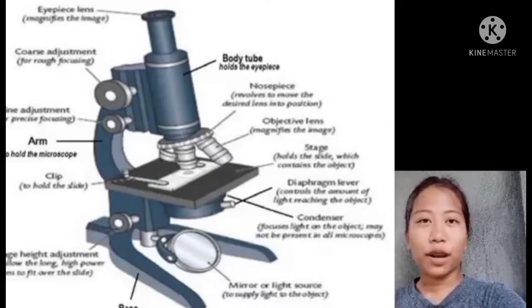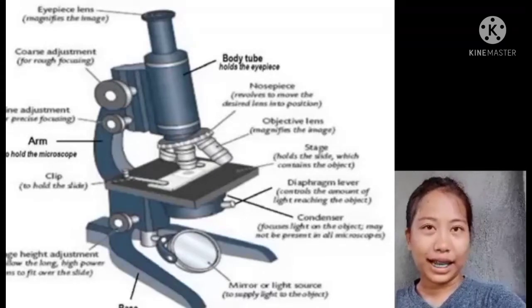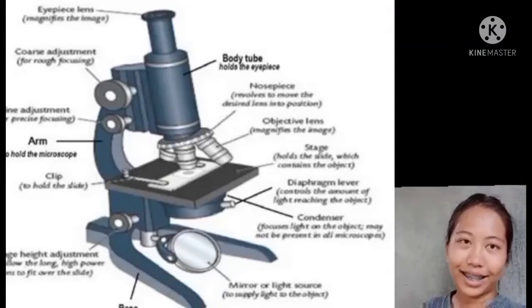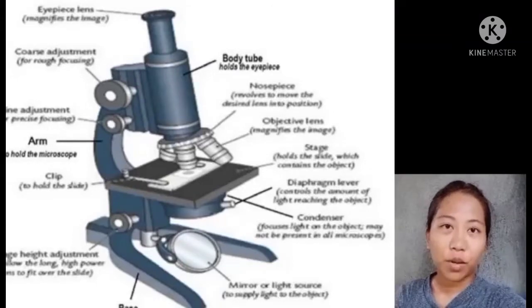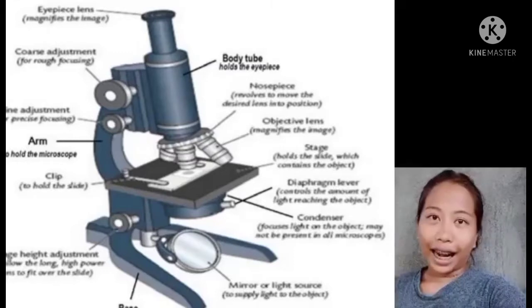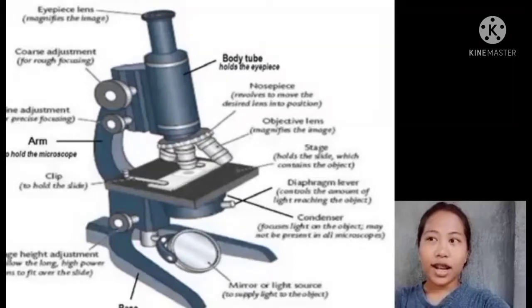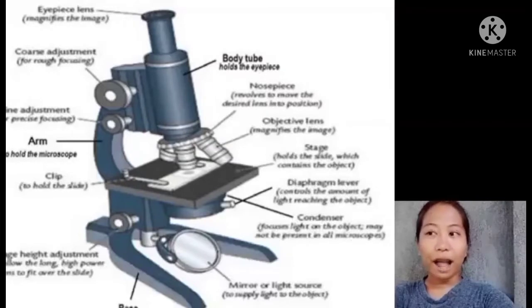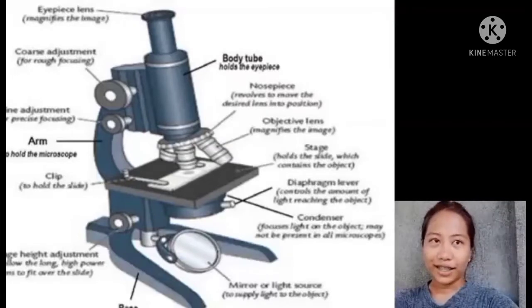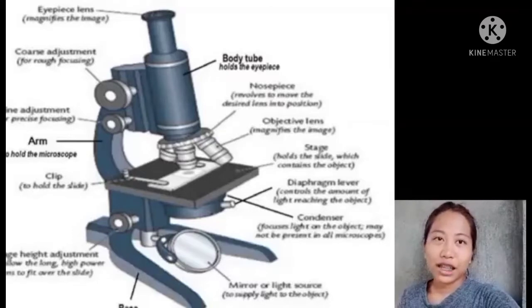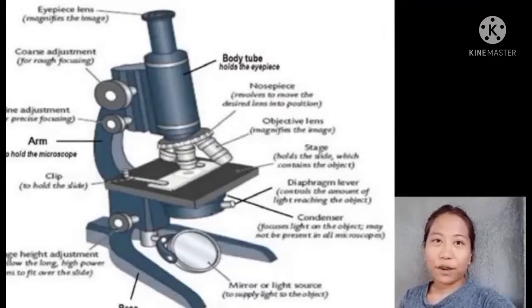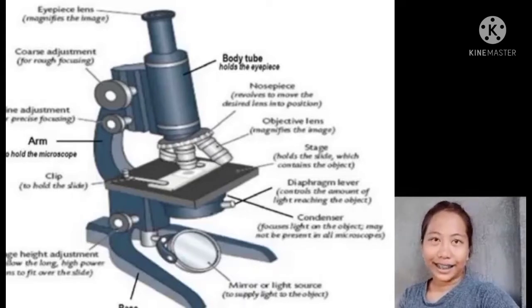First, we have the eyepiece. The eyepiece lens magnifies the image, while the body tube holds the eyepiece. The arm holds the microscope. Stage height adjustment is to allow the long high-power lens to fit over the slide. The coarse adjustment is for rough focusing, and the fine adjustment is for precise focusing.